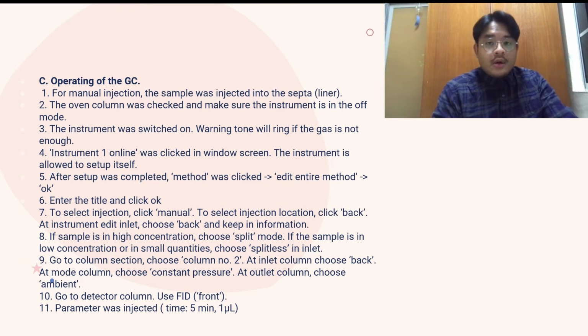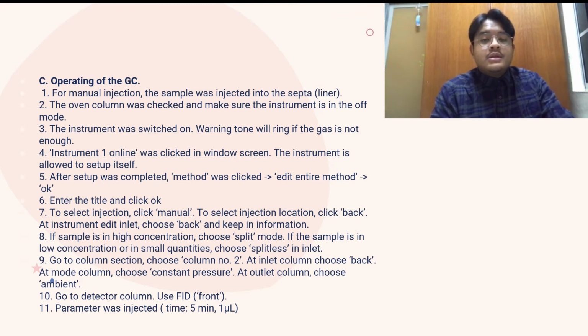Number 9. Go to the column section, choose column number 2. Add inlet column, choose back. Add mode column, choose constant pressure, and at outlet column, choose ambient. Number 10. Go to detector column, use FID front. Number 11. The parameter was injected, which is time 5 minutes, 1 microliter.